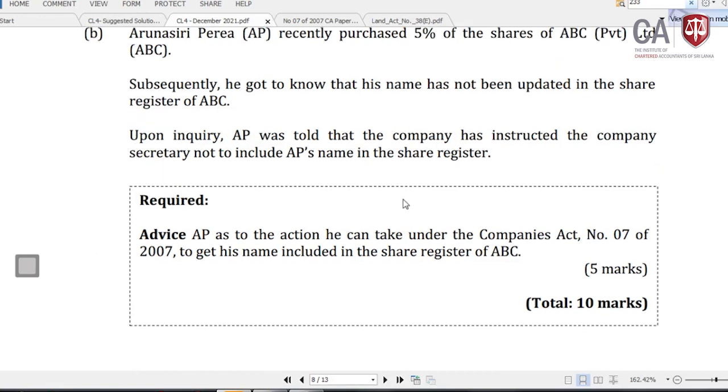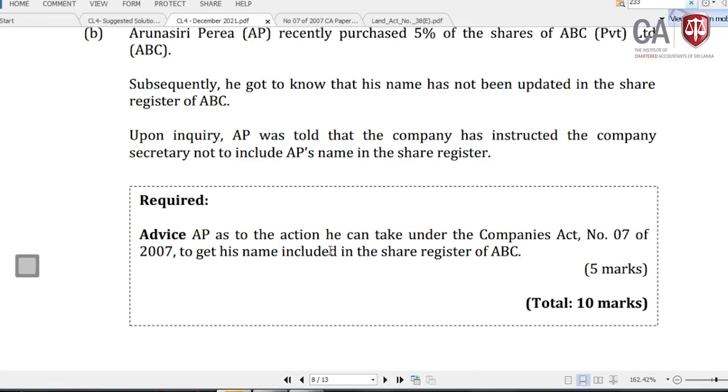So, here he has got to know that the share register has not been updated and his name does not appear in the share register as a shareholder. That can cause an issue for him at some point if he tries to sell his shares. And at the time of liquidation also, he will find it difficult to recover his money for the shares that he has bought if his name does not appear in the share register. Therefore, he has to make an application to include his name in the share register.